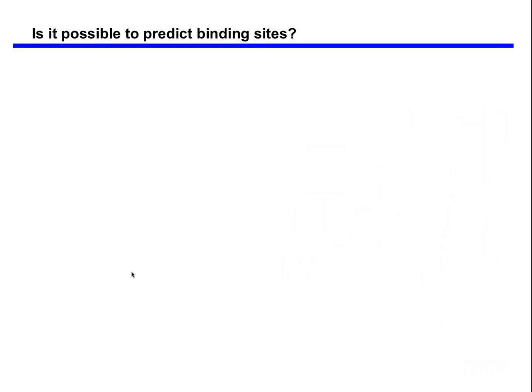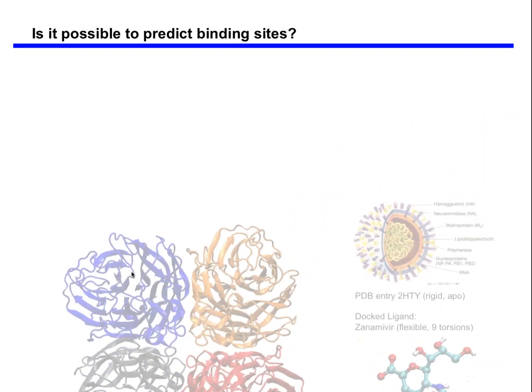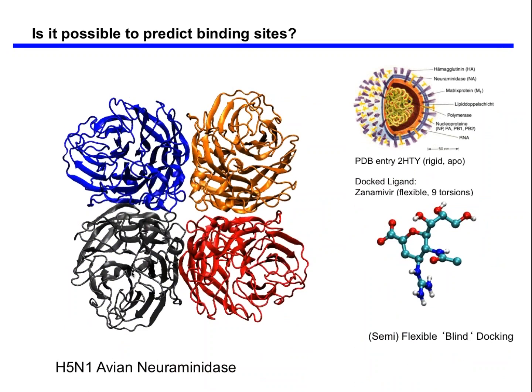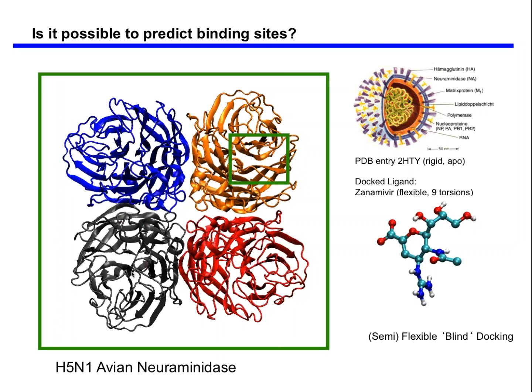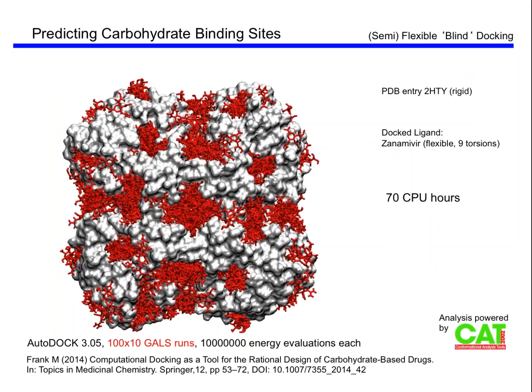The general question is: is it possible to predict carbohydrate binding sites? Here is again a neuraminidase. It's not a monomer. Typically we would just link to the binding site. What I did here is look into all three tetramers. I did a docking, and you get the whole surface essentially screened. This is what you get, about 1,000 poses.